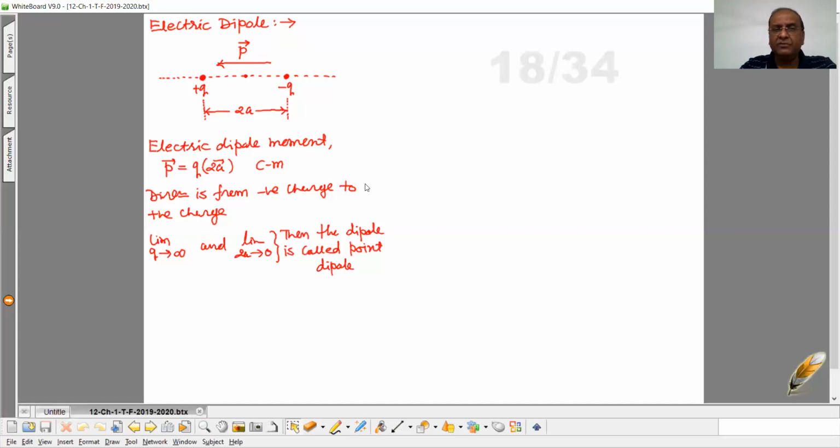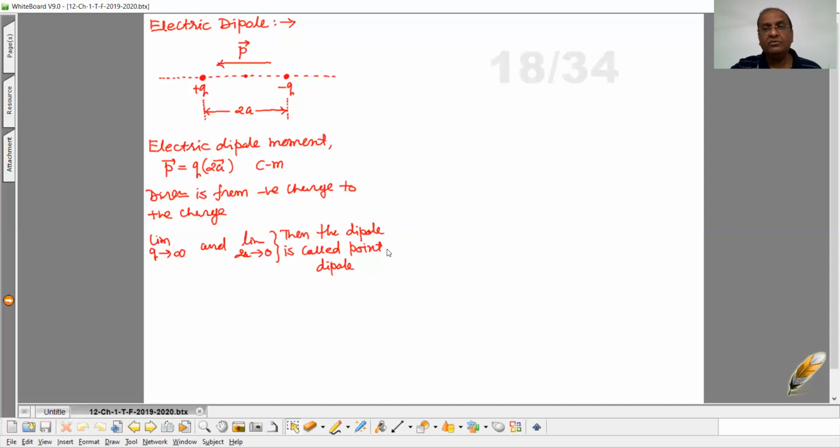Clear? Now suppose we take the magnitude of the charge to be very large, meaning in the limit q tends to infinity, and the separation between the two charges is very small, meaning in the limit 2a tends to 0. Then in that particular case we can say the electric dipole is a point dipole. So this is the concept of electric dipole.